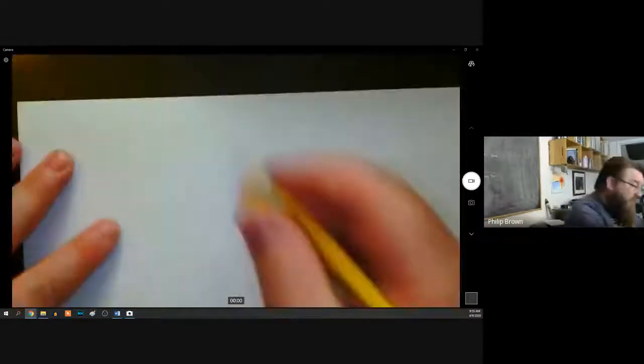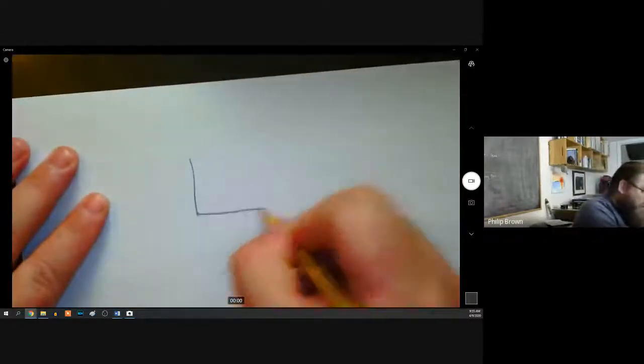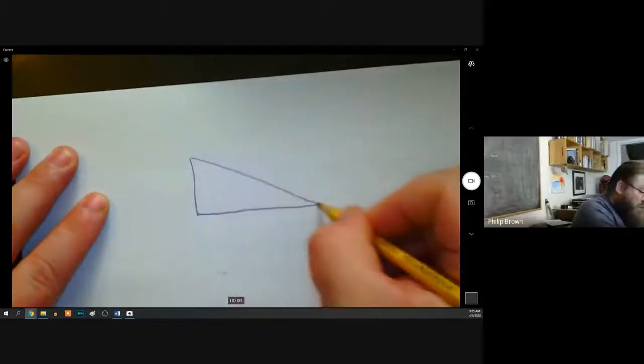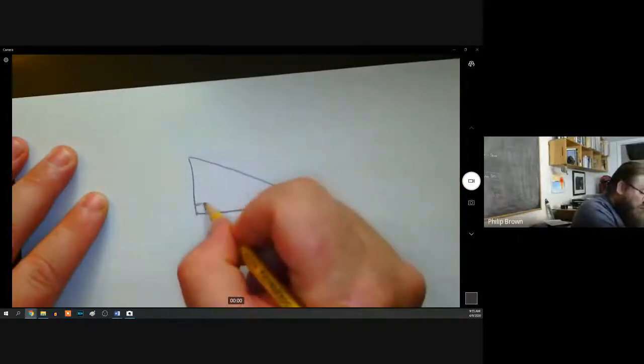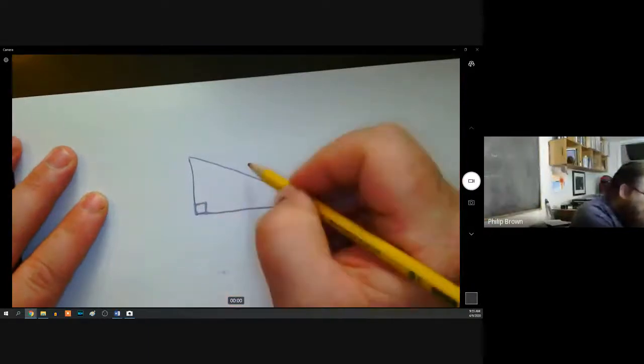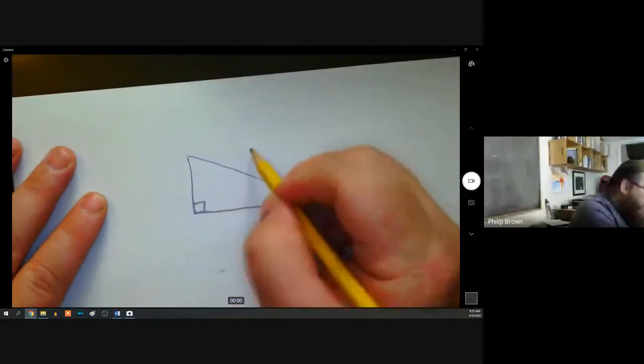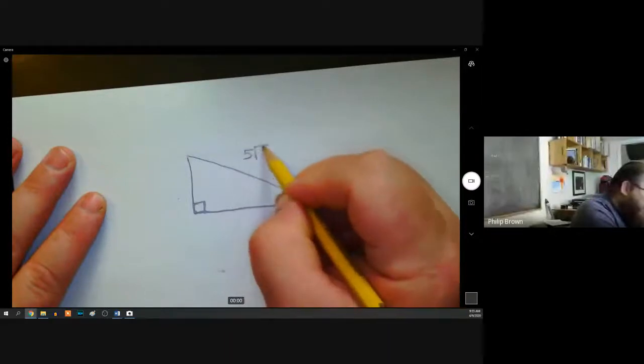So let's do one more. Let me show you. Now we're going to do the tangent of 30 again. So let's say we had this 30, 60, 90. And let's make this one ugly. Let's say this was 5 root 2.